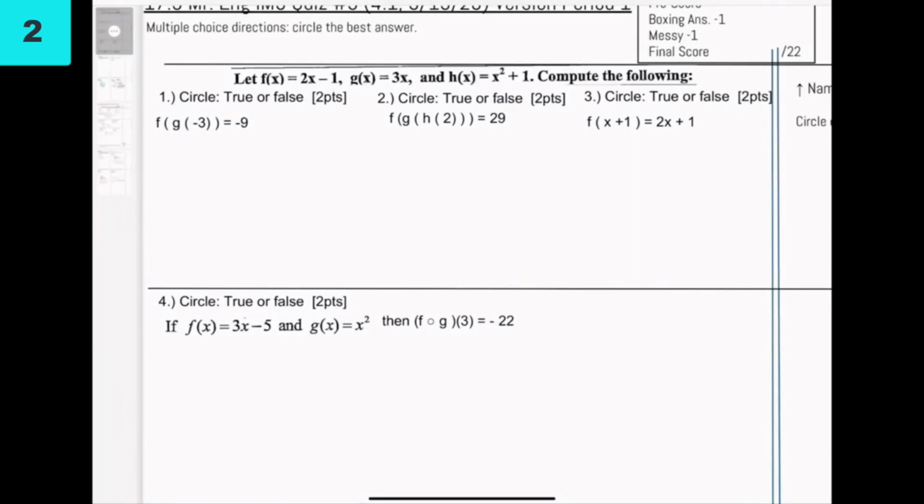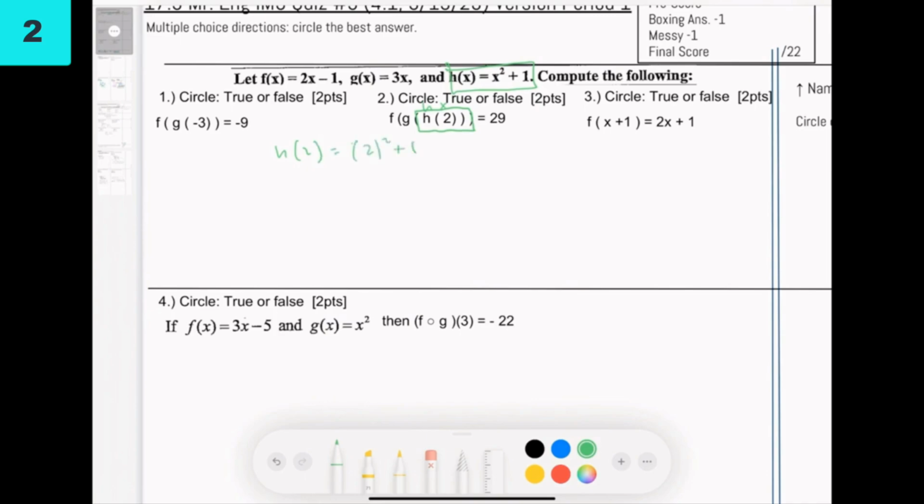All right, question number 2. Circle, is it true or false? The first thing I'm going to do is figure out h of 2. That means we're going to go up into here, and every x value we're going to replace with 2. So h of 2 equals 2 squared plus 1. So no longer am I writing x, I'm writing 2. I'm just going to go ahead and simplify this. So I get 4 plus 1. This gives me 5. H of 2 equals 5.